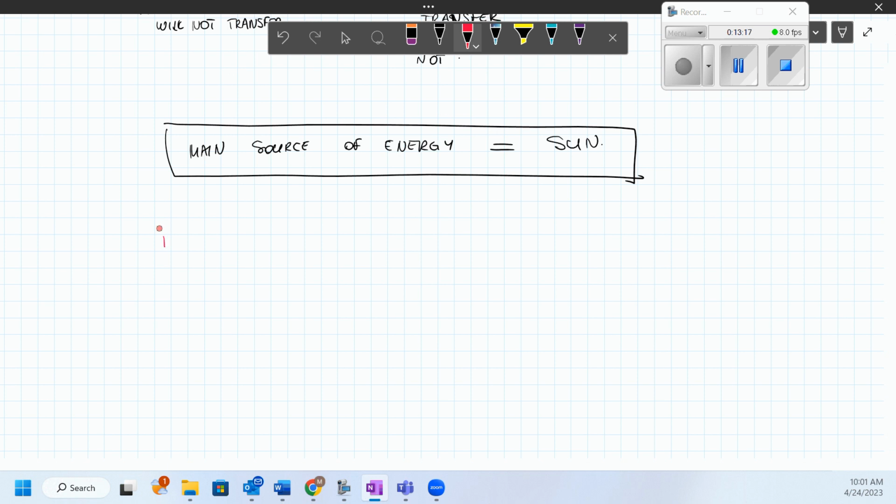So the first reaction is photosynthesis, and photosynthesis is a reaction in which you are producing glucose, which is a source of energy, and oxygen. So the balanced reaction for it is 6 carbon dioxide plus 6 water will give you glucose and 6 oxygen. Remember this reaction as a way to produce energy, because glucose is a form of energy.